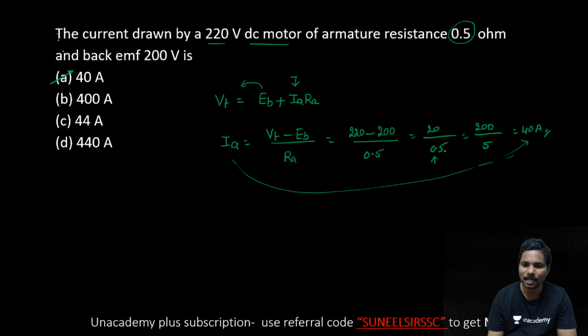If the resistance is higher, for example let us take 50 ohms, then what is the armature current? Very little armature current. That's why, to get more current flow, we generally use a low value of resistance. That is 40 amperes. Coming to the next one.